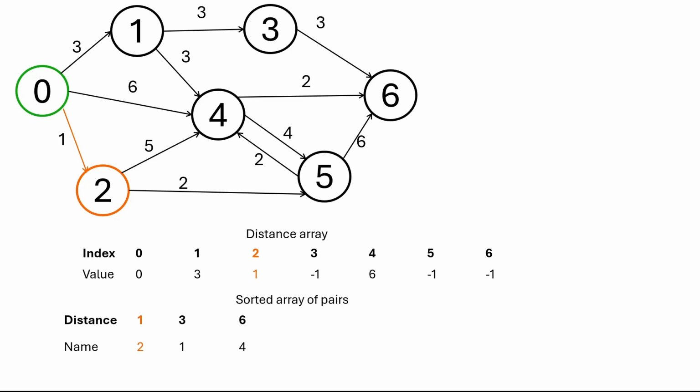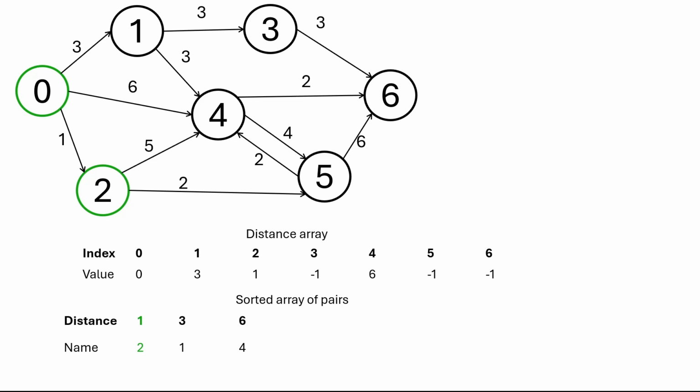Node 2 has a distance of 1, which is less than the other distances. Therefore, it's the first element in the sorted array, regardless of which order they were inserted. This is where things get interesting. Now that we have successfully relaxed node 0, Dijkstra's algorithm proudly declares that it has found the shortest path to the first node in the sorted array, node 2 in this case.